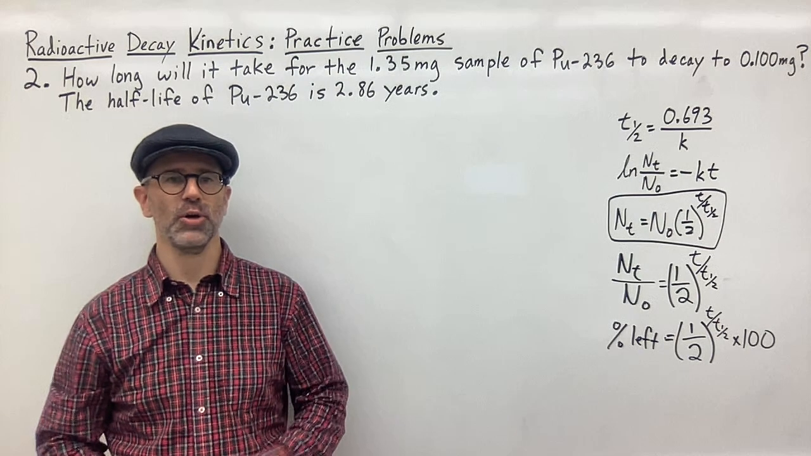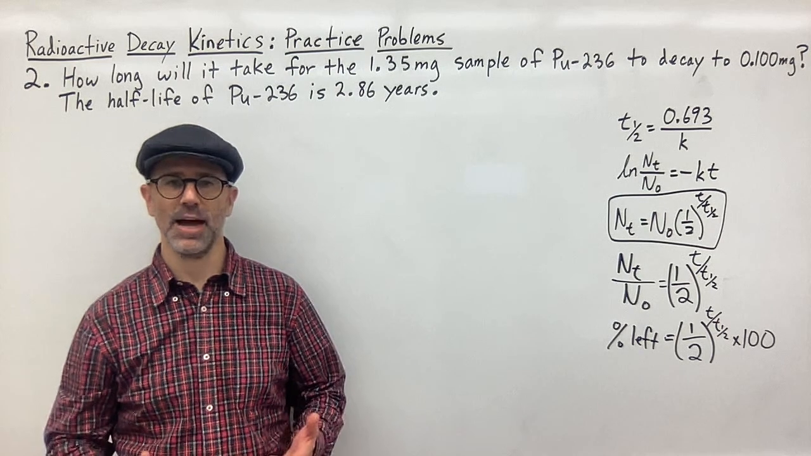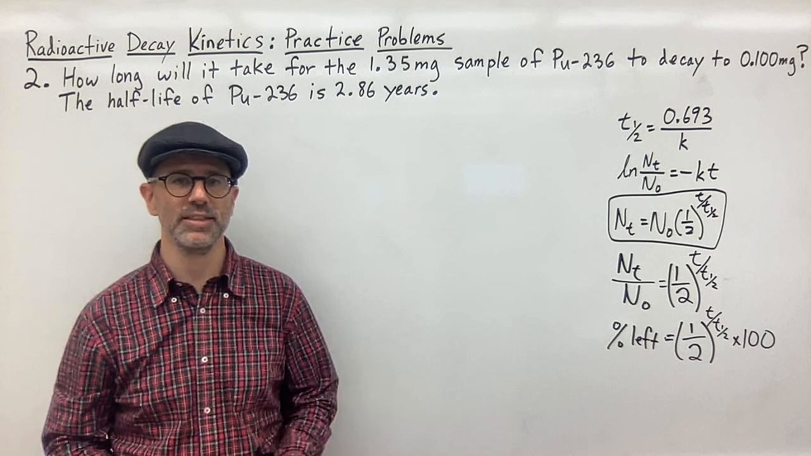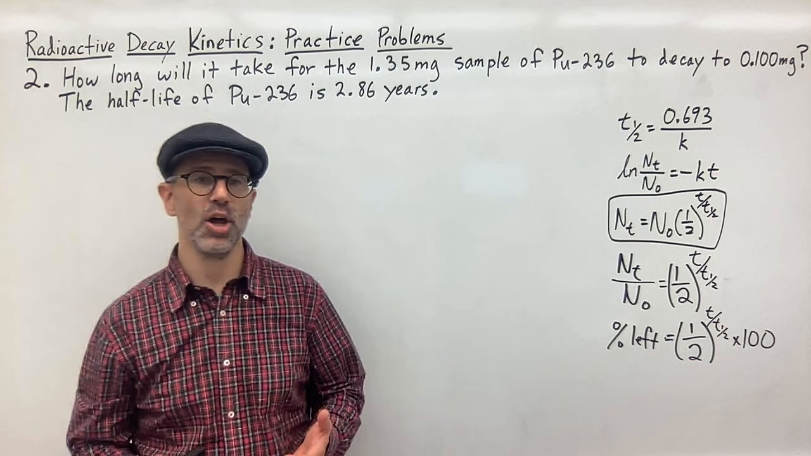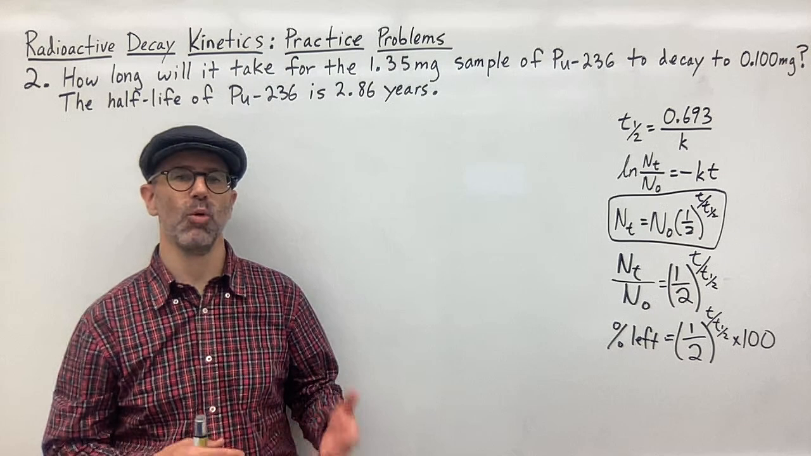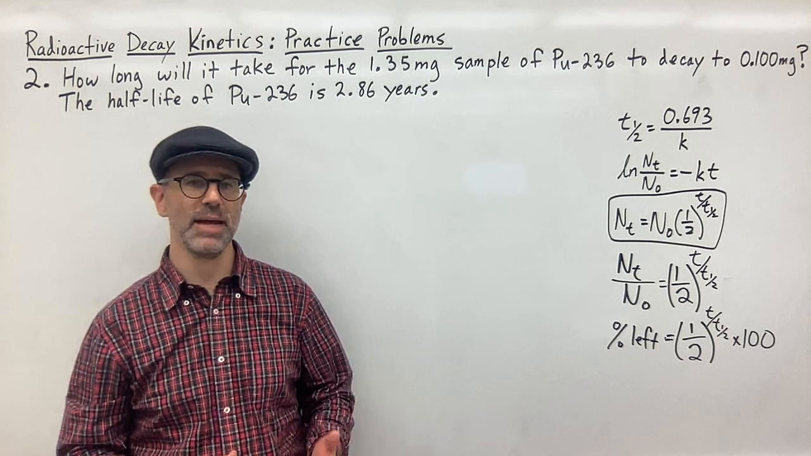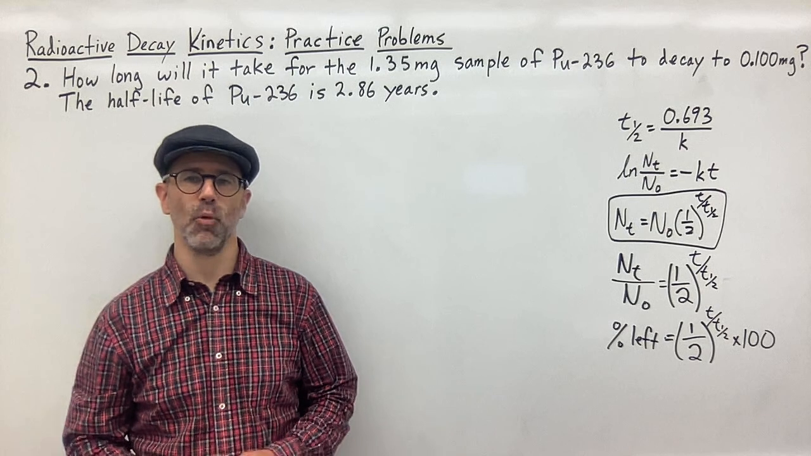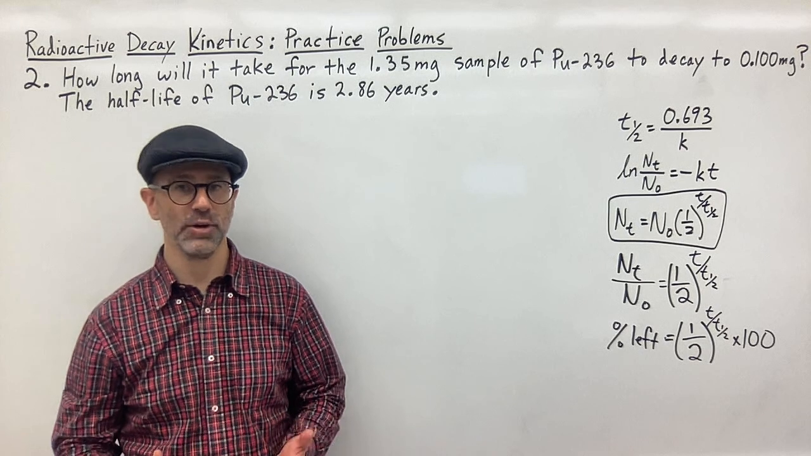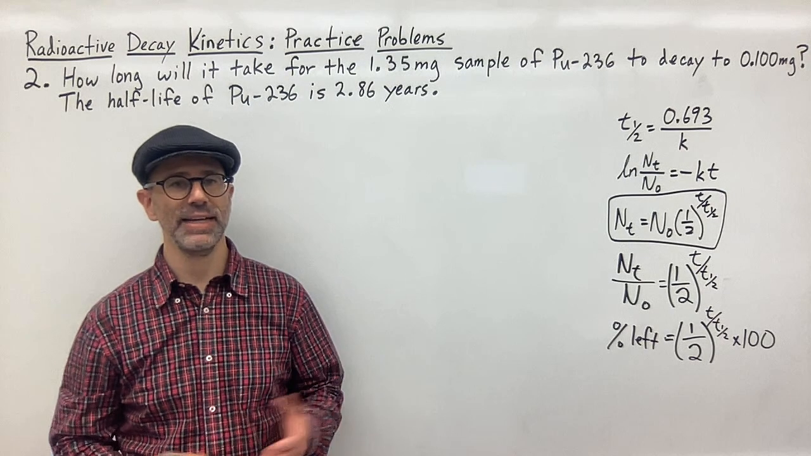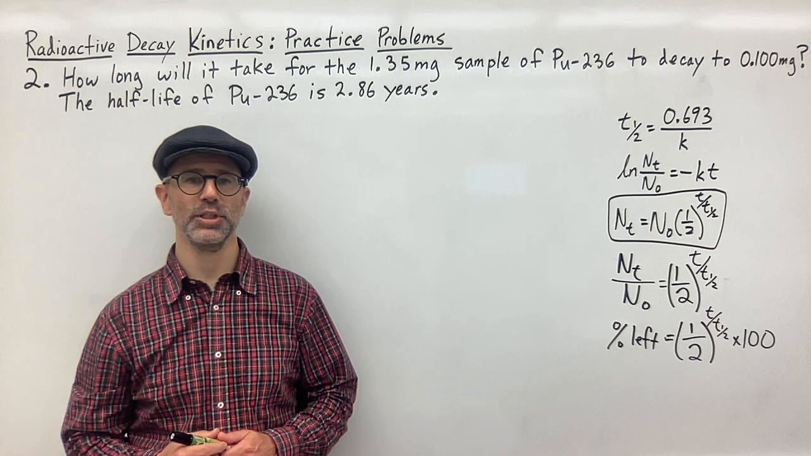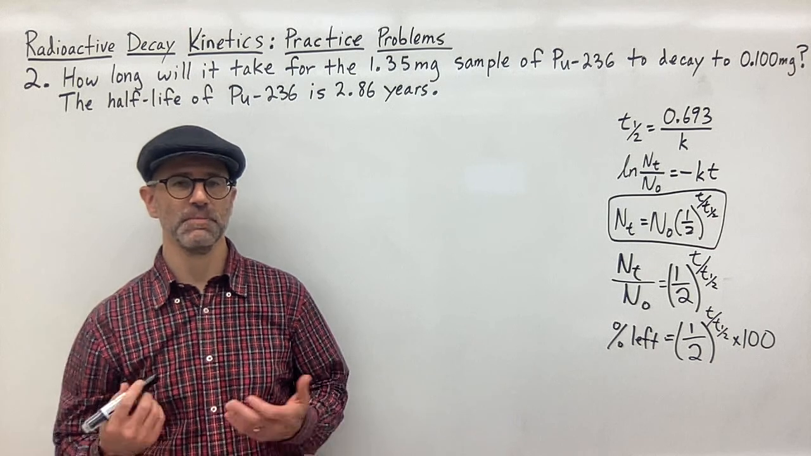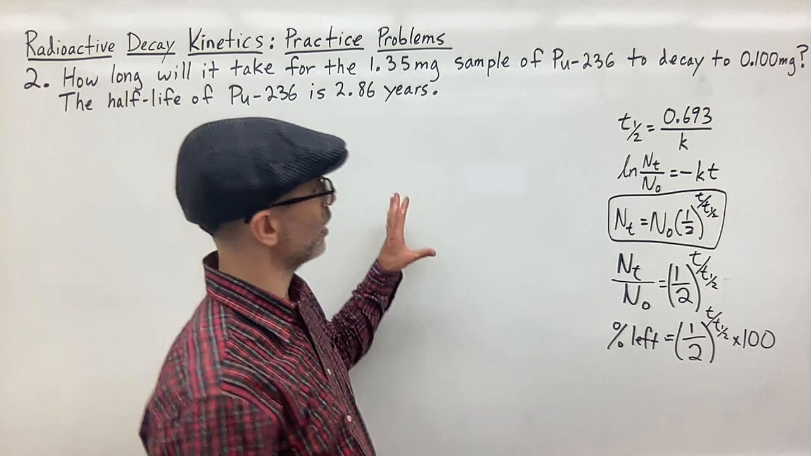In this video I'm going to be going over another radioactive decay problem. In this problem we still have our 135 milligram sample of plutonium-236. This time we want to know how long it's going to take for that 1.35 milligram sample of plutonium-236 to decay to 0.100 milligrams. We're given that the half-life of plutonium-236 is 2.86 years. So again, here we have our equations.